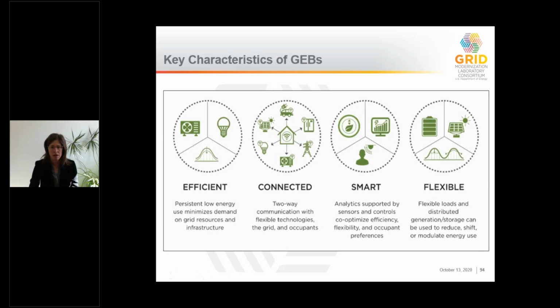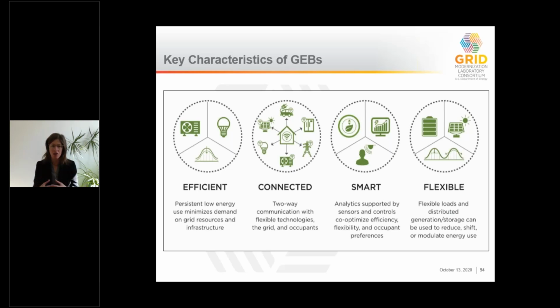So some key characteristics of GEBs. As in the title, GEBs are efficient, so I'm not going to spend much time on that. That's just reducing our energy consumption. They are connected. And I'll pause here because this idea and concept of a smart grid has been around for years and years, actually. It's not a new concept, but I do believe that now we actually have the technology and the analytics to really push forward our buildings.